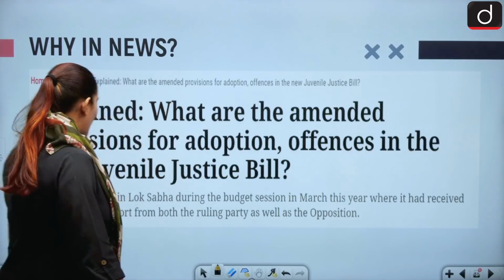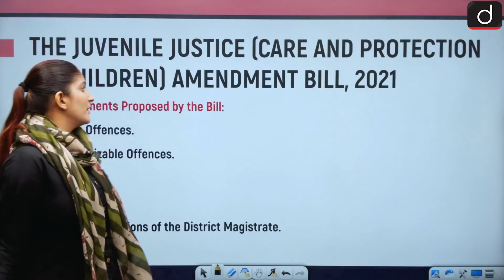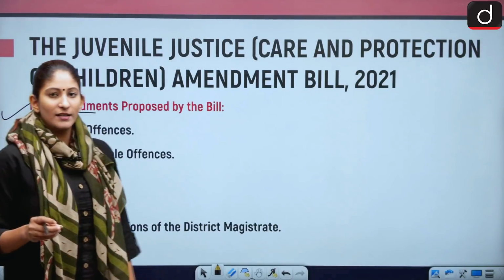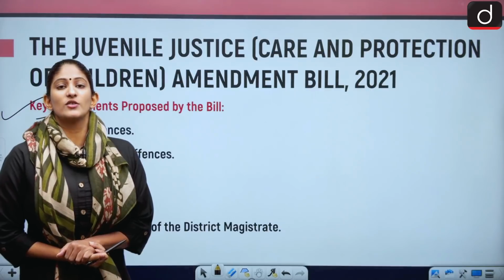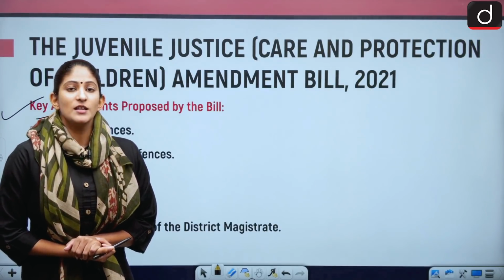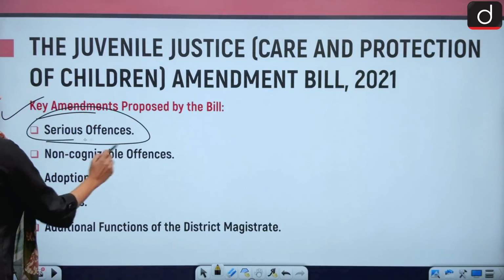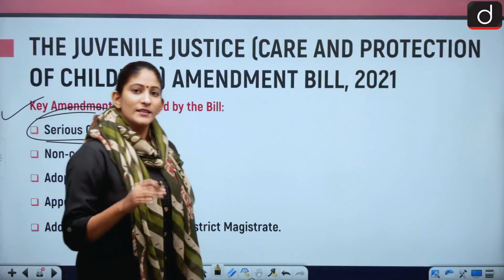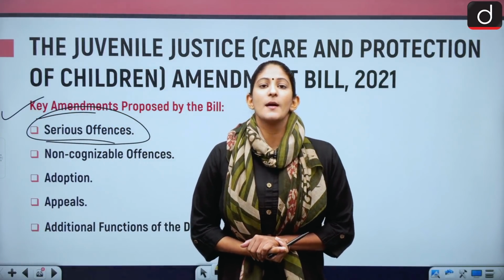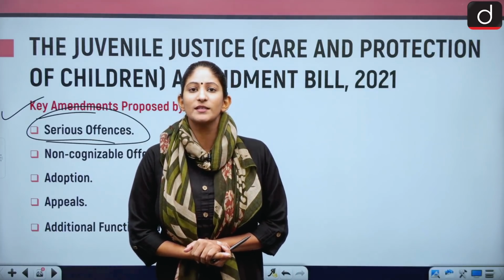Let's move on and talk about this bill. It has many amendments. First, we understand that it has actually replaced the Juvenile Justice Act of 2015. So the first provision is on serious offences: it takes into account that any offence that has a provision for punishment of more than 7 years is also going to be a serious offence.